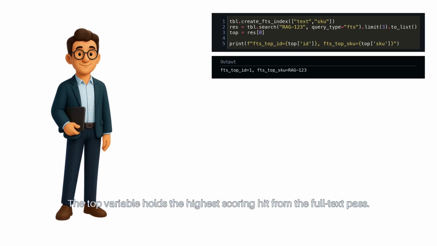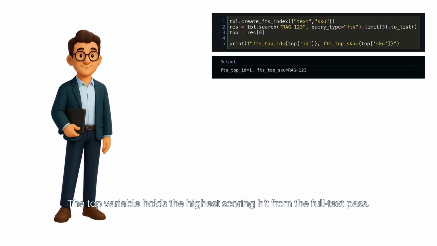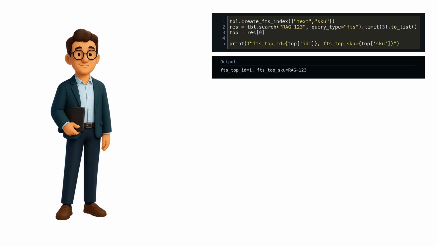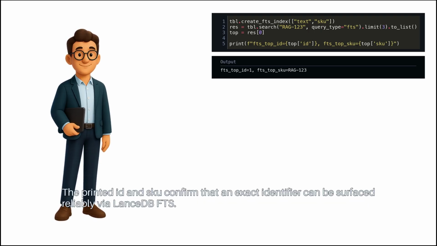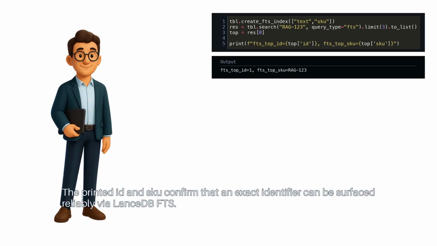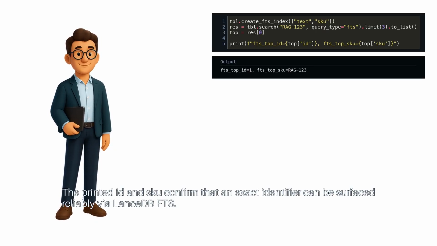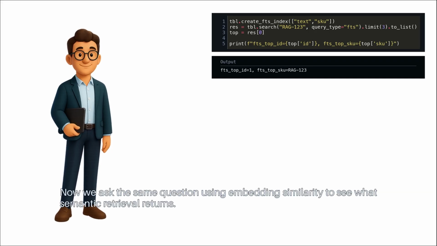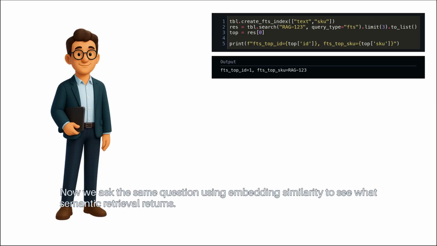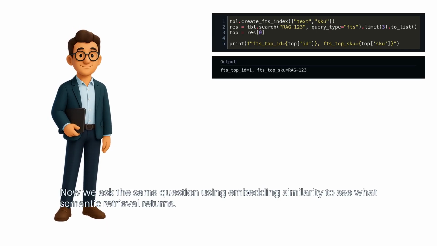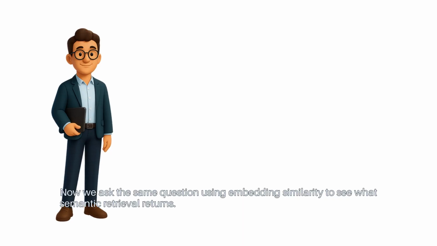The top variable holds the highest scoring hit from the full text pass. The printed ID and SKU confirm that an exact identifier can be surfaced reliably via LanceDB FTS. Now we ask the same question using embedding similarity to see what semantic retrieval returns.